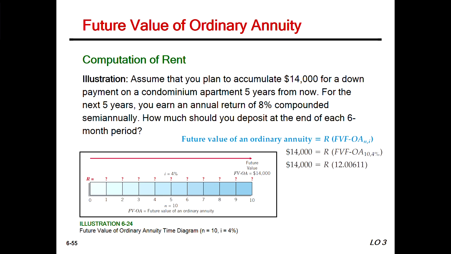You want to accumulate at least a certain amount of money for a down payment at some point in the future. So for the next 5 years, you earn an annual return of 8% that is compounded semi-annually. How much should you deposit at the end of each 6-month period? So now we do not know what the rents are, but we know that we can find out what the future value factor is.